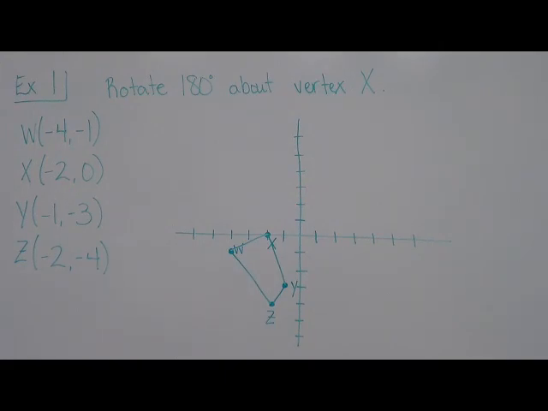So there are 3 different rotations. There's 90 degrees, 180 degrees, 270 degrees, and you can do that either clockwise or counterclockwise. So this one wants us to rotate 180 degrees, and I didn't write clockwise, but 180 degrees clockwise about the vertex x. So there are 4 coordinates there, so you want to make sure to go ahead and plot those points, and if you need to pause the video, go ahead, because I've already plotted those 4 points. So we have w is at -4, -1, x is at -2, 0, and y is at -1, -3, and then z is at -2, -4.